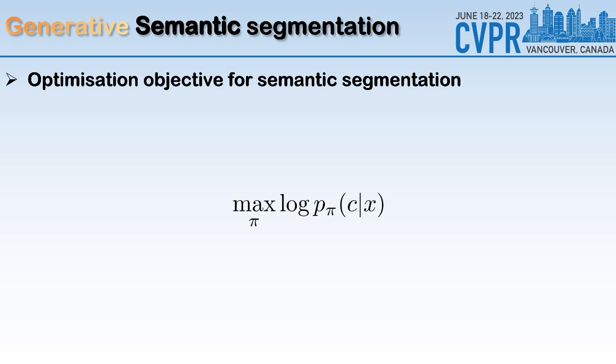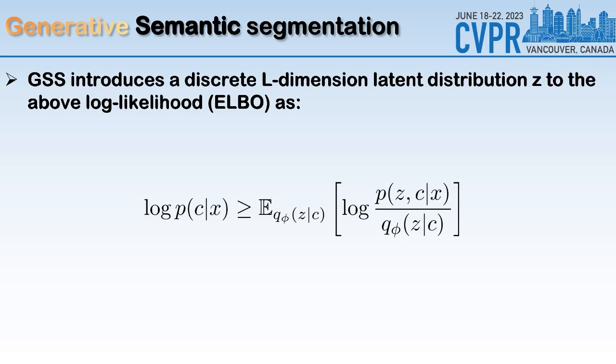Firstly, we define a general optimization objective for semantic segmentation, which is to maximize the probability of the target class C given the input image X. Our GSS also introduces a latent variable Z as the bridge between the image and the maskage. In this context, we can obtain a lower bound for it based on the evidence lower bound formula, that is the ELBO.